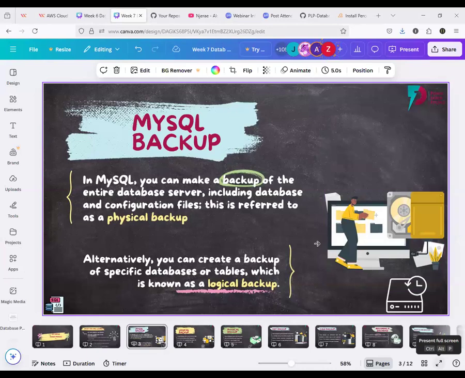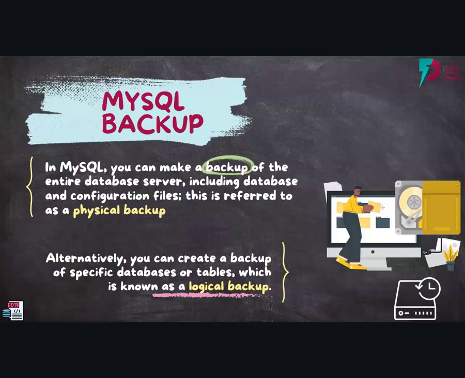So in MySQL, you can make a backup of the entire database server, including the configuration file. This is referred to as a physical backup. The tool for physical backup is Percona. It's free, open source, and a powerful backup tool for MySQL. Also, it's faster than logical backup.